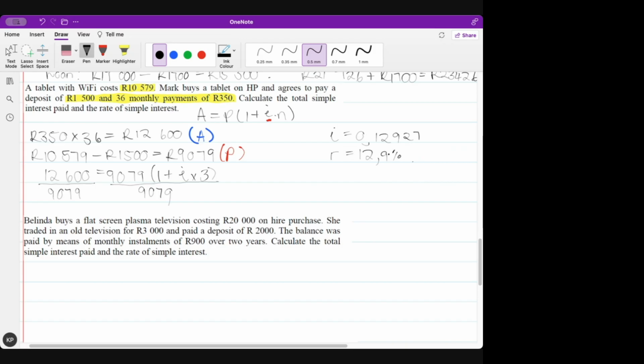So that's how much it is. So we did the simple interest paid and the rate of simple interest. If we have the rate, we can calculate how much simple interest was paid in money. That actually is not that big of a deal. How can we calculate it? It's just a little sum here.